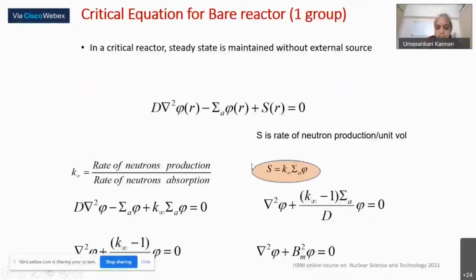So this is the source which I have already told you, that is nothing but K infinity into sigma A into phi, which is nothing but the fission source. K infinity, I have already told you, is an infinite multiplication factor, which is the rate of neutron production to the rate of neutron absorption. It is a ratio of the rate of neutrons which are produced to the rate of neutrons which are lost. If I have so many neutrons after one generation which can cause fission, then my fission source would be nothing but K infinity into sigma A into phi.